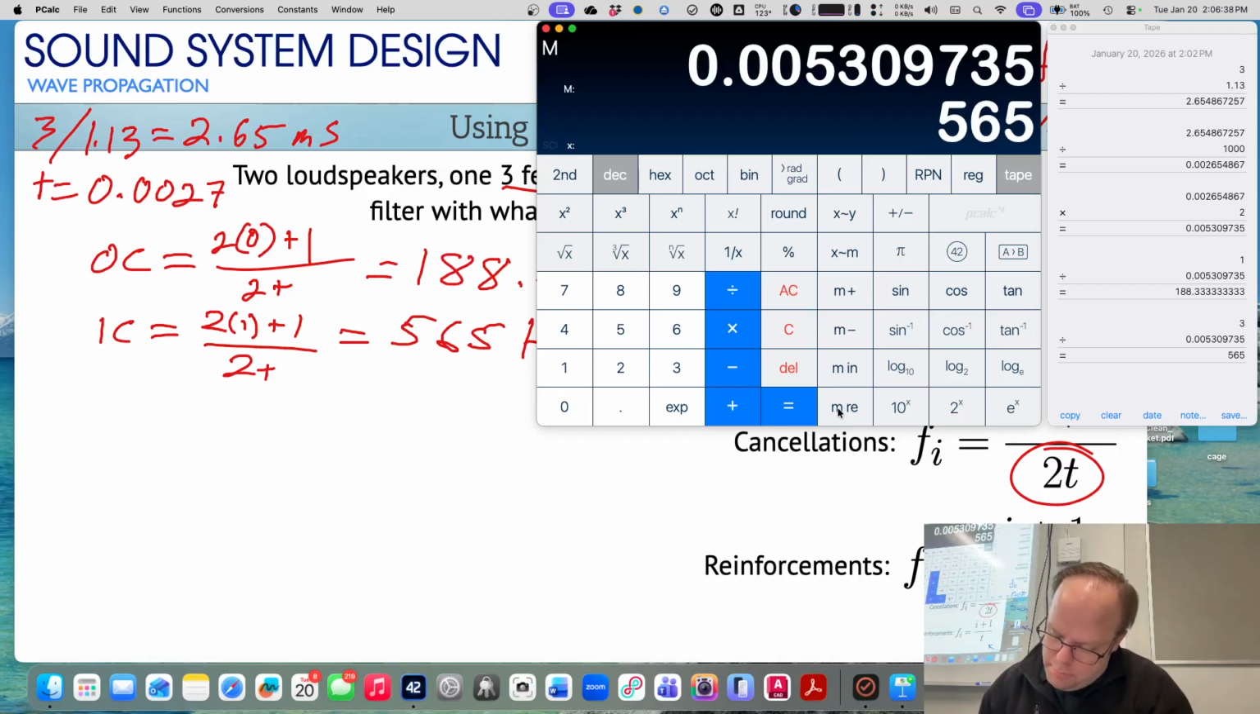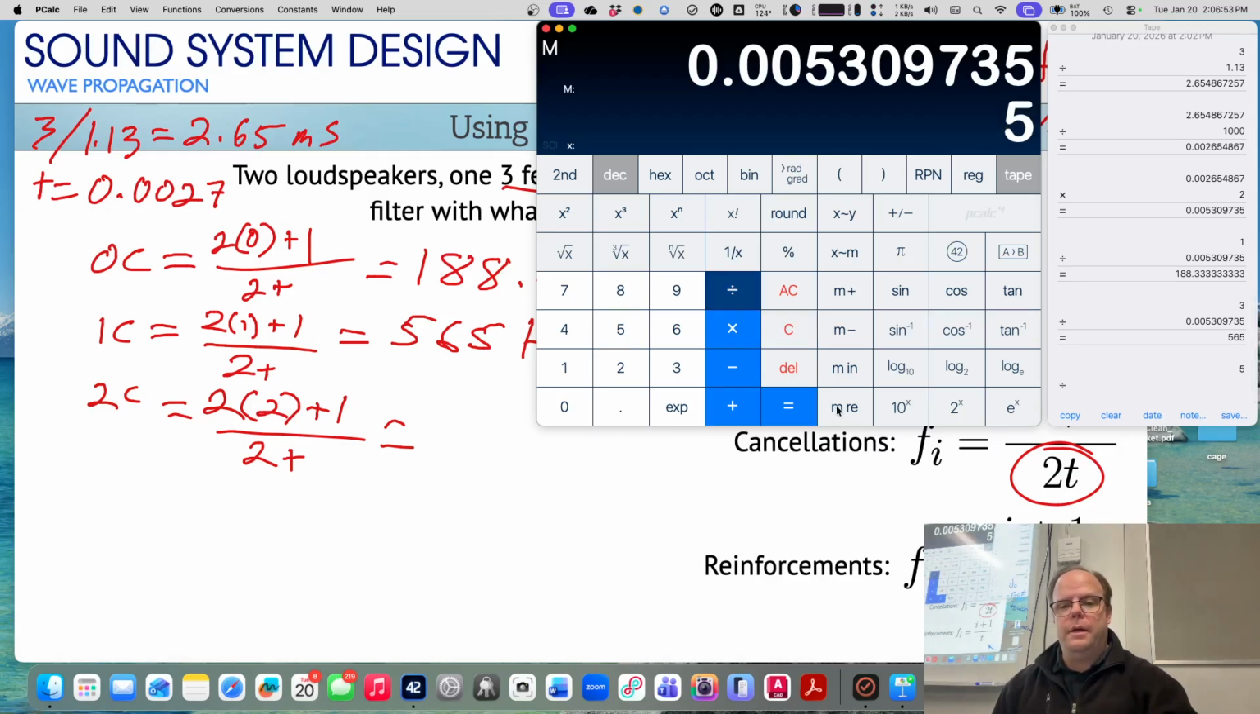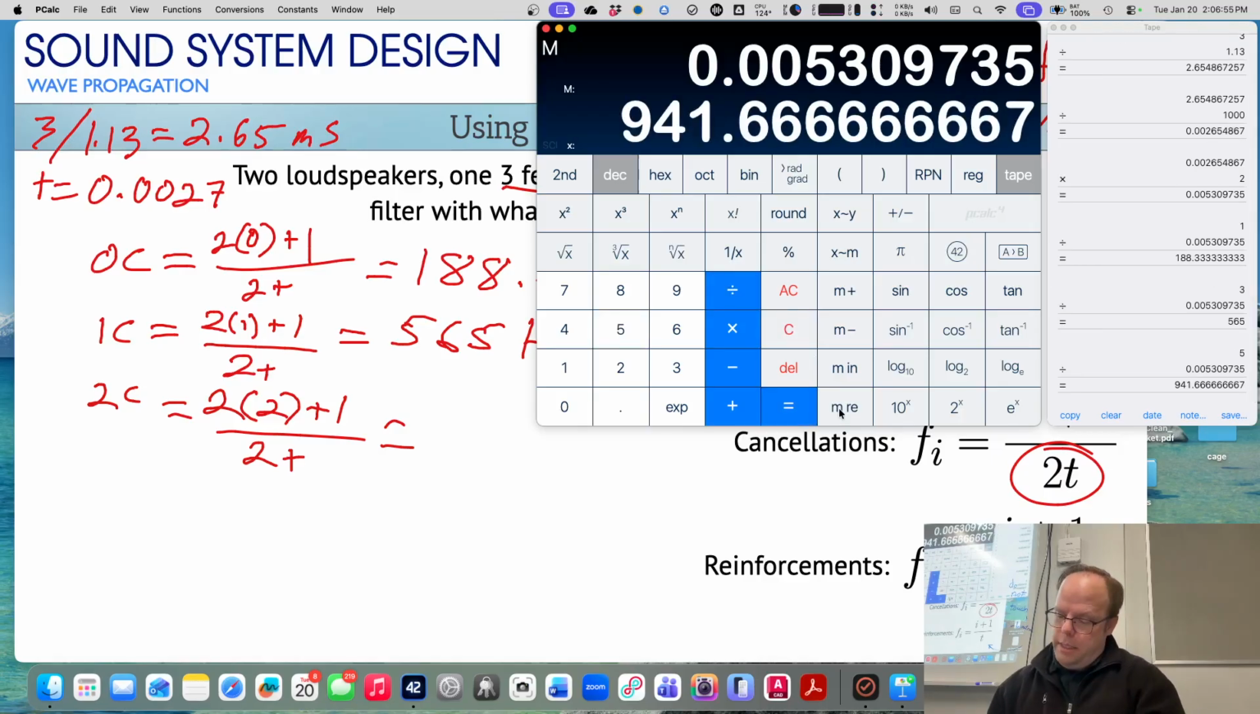All right, I need to do 4 of these, so let's do the next one. This will be 2 times 2 plus 1, divided by 2t. So 2 times 2 is 4, plus 1 is 5. So 5 divided by 2 times t, and I get 941.67 hertz. Anybody else get that one?